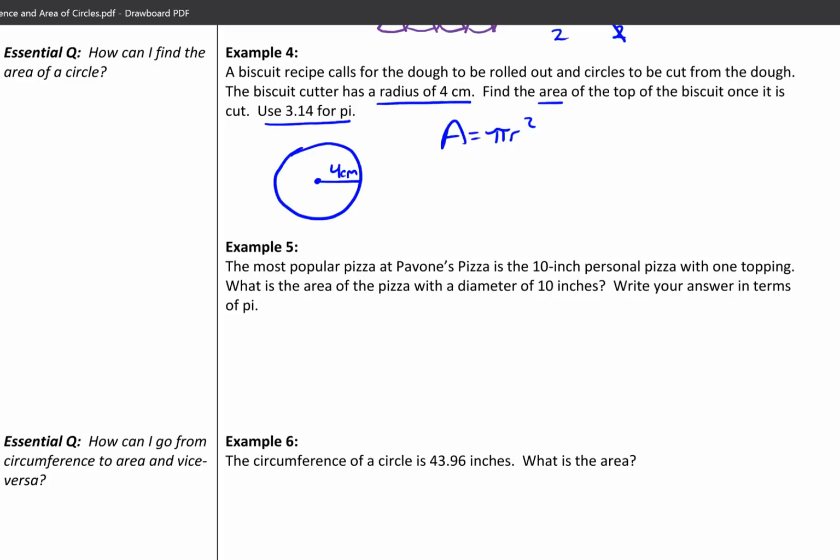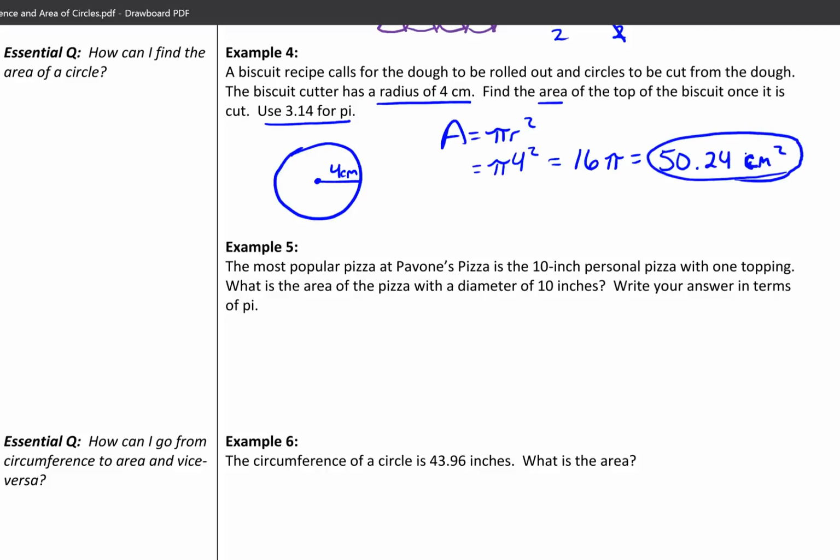So all we're going to do is substitute r with our radius, 4. So pi times 4 squared. Order of operations tells us to do the exponents before we deal with multiplication. So that's 16 pi, or 16 times 3.14, since we're using that for pi. And we get an answer of 50.24 centimeters, not inches, centimeters squared.